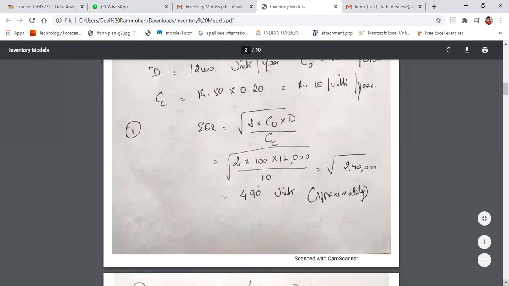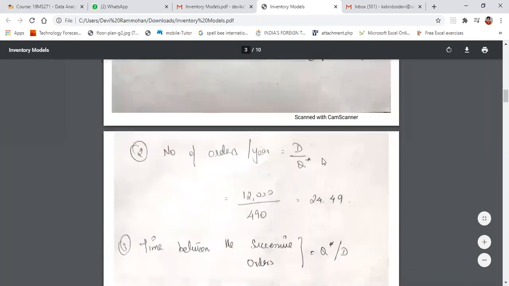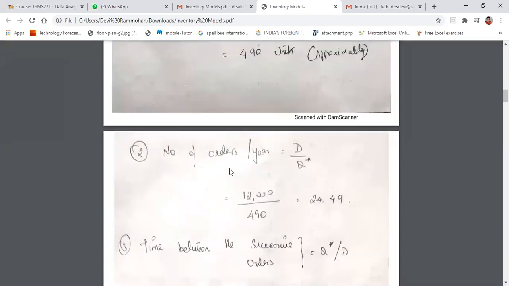The next component they ask is how many orders you take. The annual demand is 12,000 units, and EOQ is the order quantity per order, which is 490. So if you divide, approximately 24 to 25 orders you would give. So 25 orders you might need to place around the year.